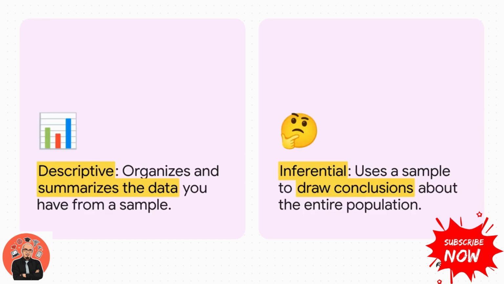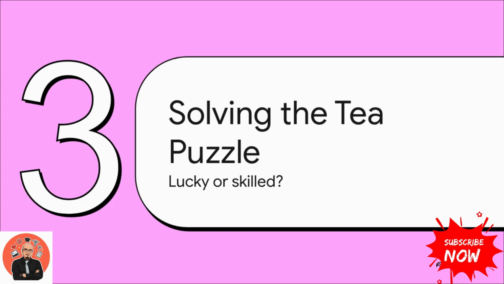So this brings us to the two main jobs of statistics. First, you've got descriptive statistics. That's pretty much what it sounds like. You're just describing the sample you've collected. But the real magic, the part that's so powerful, is inferential statistics. This is where you take what you learned from your small sample and make an educated guess, an inference, about the entire population. It's going from here's what I saw in this small group to here's what this probably means for everyone.